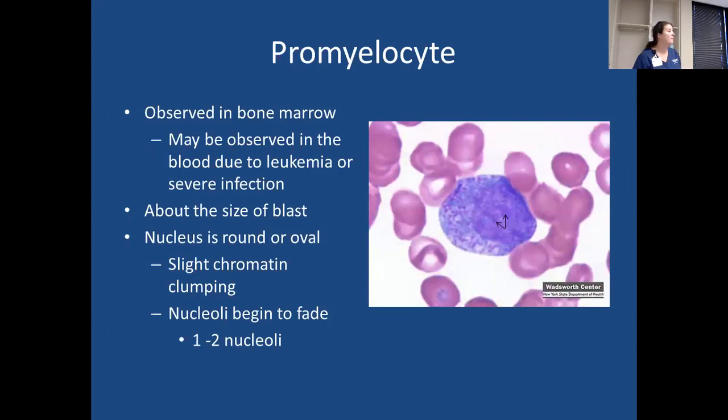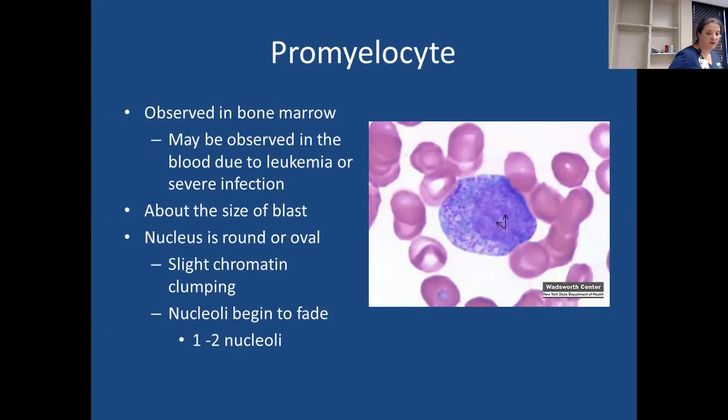All right, so then you have your promyelocyte. And again, we should only see this in the bone marrow. It is not normal to have promyelocytes in our peripheral blood circulation, except in the case of a leukemic state, or if it's a very severe infection. And we'll talk about that too. It is actually about the size of a blast. I know I said that as cells mature, they decrease in size, but our pro can sometimes even appear larger than the blast. You might even encounter that.